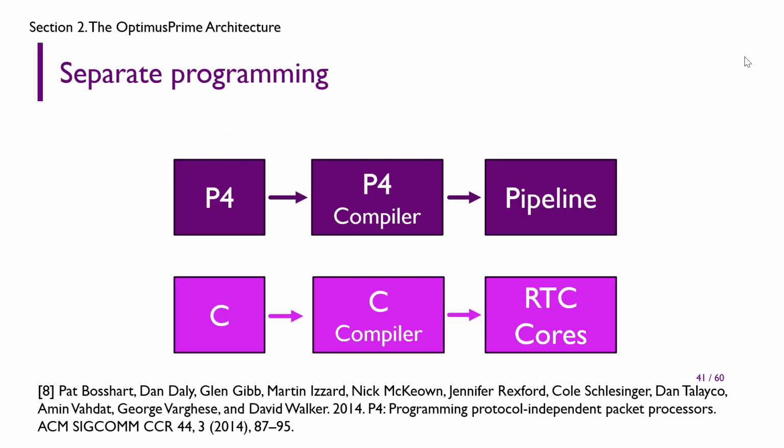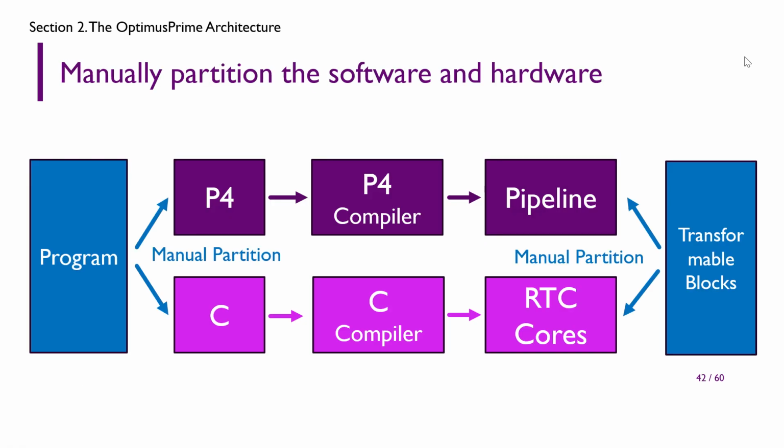Once the hardware is connected, let's match it with a compiler. The compiler is very complex, so we will just talk about how it works. In a hybrid architecture, we want to avoid separate programming. For example, using P4 to write programs on the pipeline and then write C language on the RTC cores.